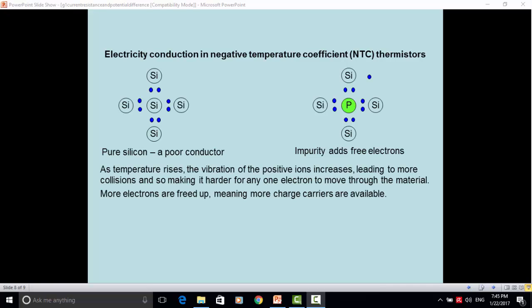But the rise in temperature gives energy to free more electrons, meaning more charge carriers are available. In a thermistor, this second effect is greater, meaning that the overall resistance of the thermistor falls at higher temperatures.